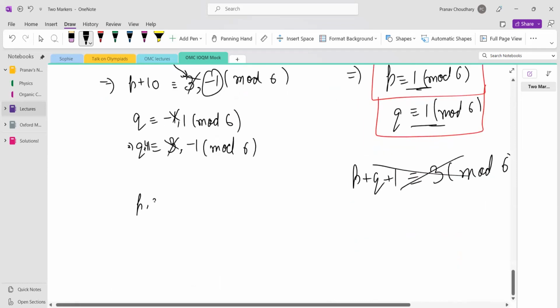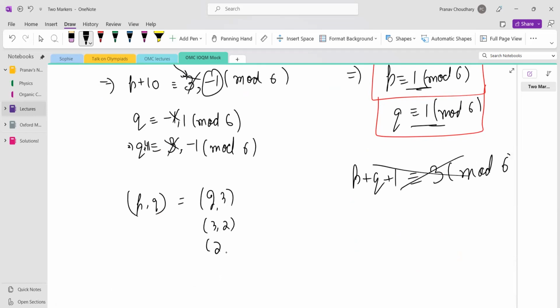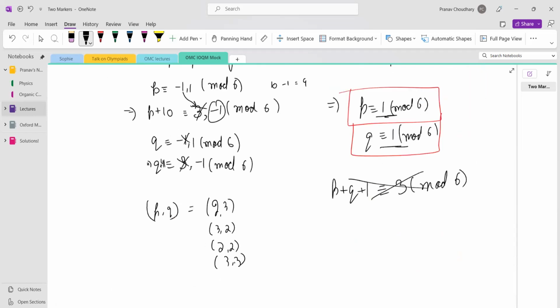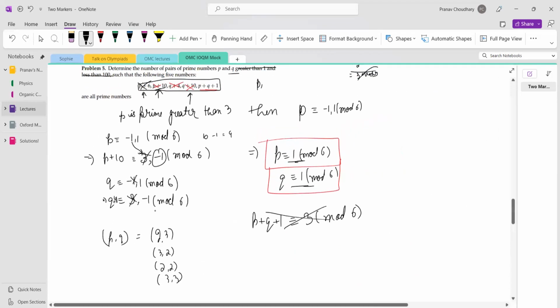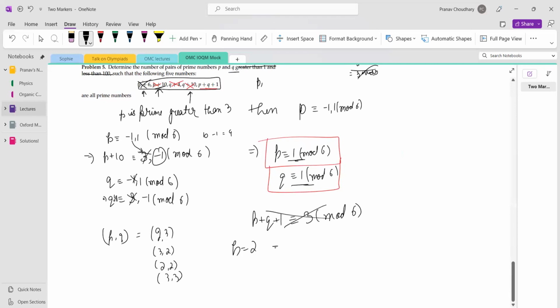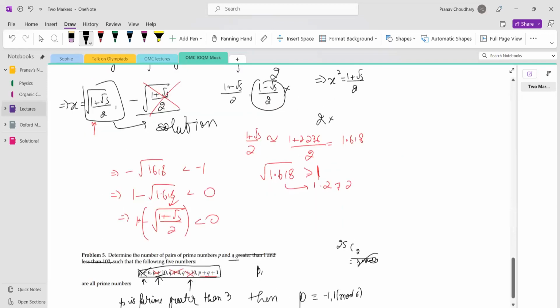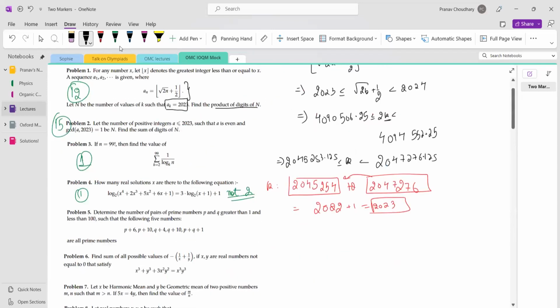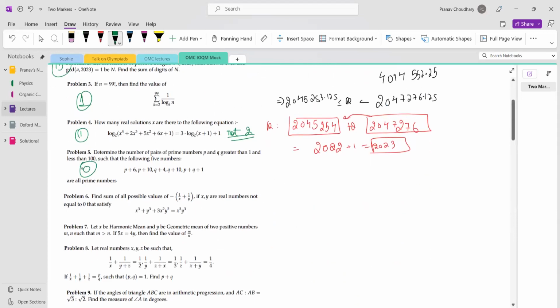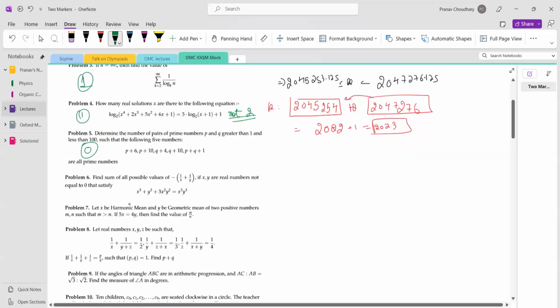Which means P and Q can only be 2, 3, or 3, 2, or 2, 2, or 3, 3. See, if P is 2, then P plus 6 is 8, which is not a prime. So these two cases go away. If P is 3, this implies P plus 6 is 9, which is not a prime. So these two cases go away as well. So clearly, there is no such pair which satisfies the condition. So the answer to this is 0 such pairs. 0. Another 0. Okay.